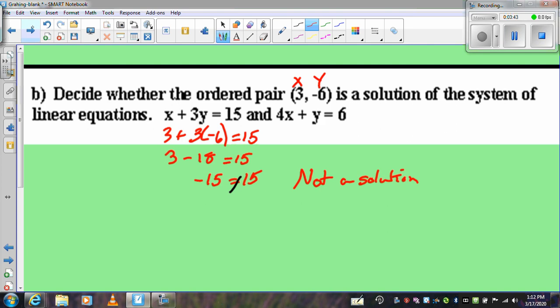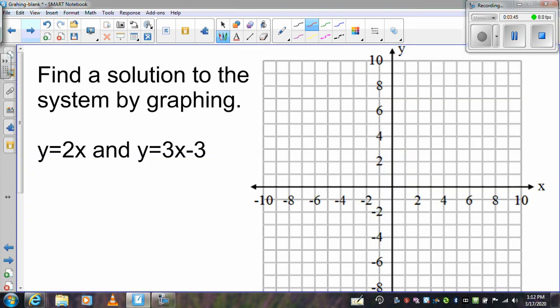Now, if a solution is an ordered pair that works in both, one of the things we can do is graph all the ordered pairs that work in this equation, and graph all the ordered pairs that work in this equation. The solution is going to be the point that they have in common, the one point that works in both equations. Okay, so let's graph this first one.